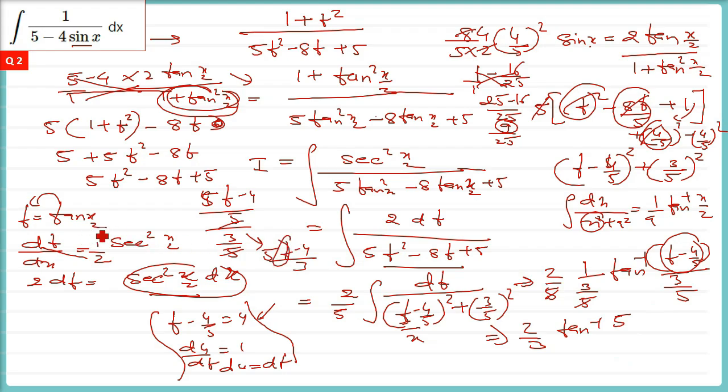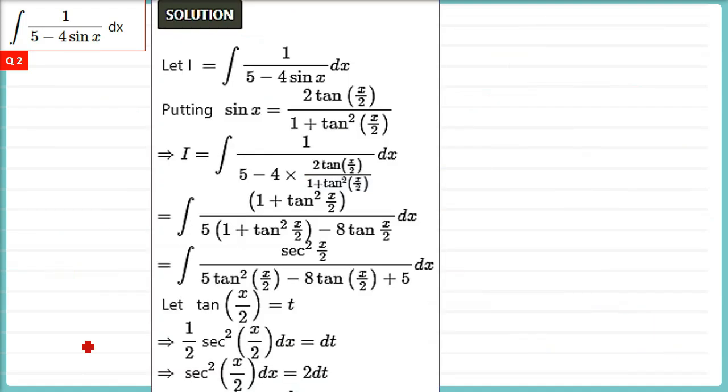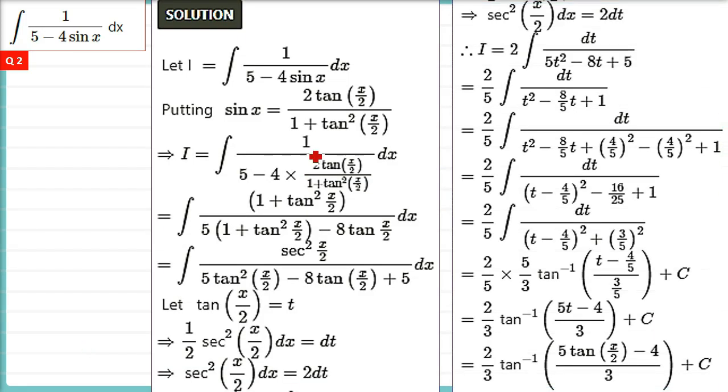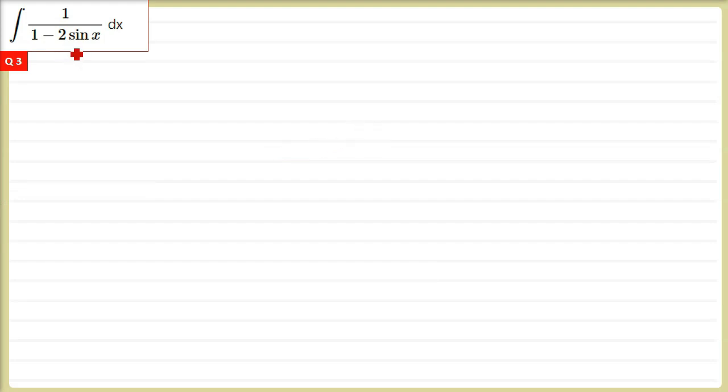Now what was t initially? It was tan x by 2, remember? So I'm just writing here. There are certain steps you have to write. I'll show you what you have to do. So 2 by 3 tan inverse of (5 tan x by 2 minus 4) by 3 plus constant of integration. And that's your final result. Now this is how you're going to do this. It's very important to write, because knowing is one aspect and writing it on a paper in an examination is very important.